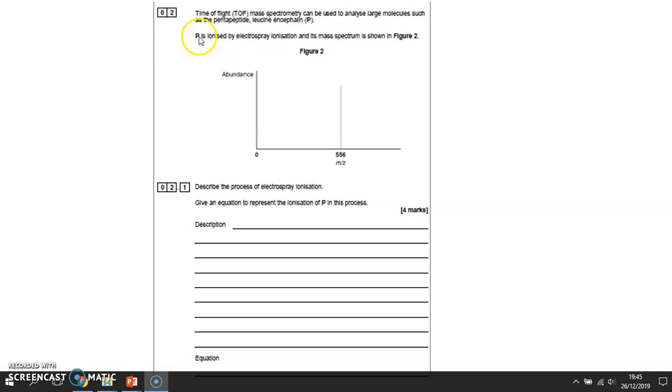In electrospray, the P will gain an H plus, so it'll actually be PH plus, and that will be that ion there. Give an equation to represent the ionization of P in this process and describe the process of electrospray ionization. So 3 marks to explain electrospray ionization.